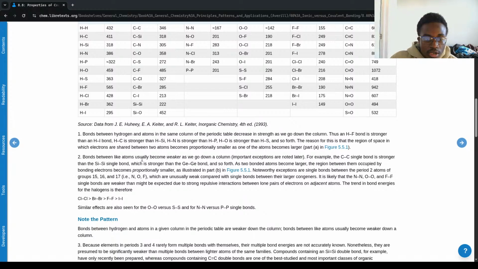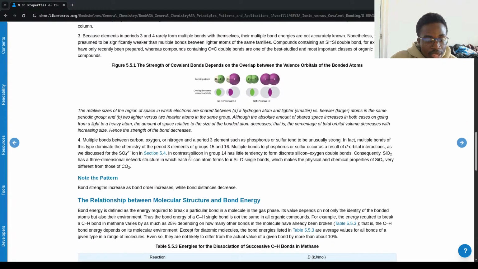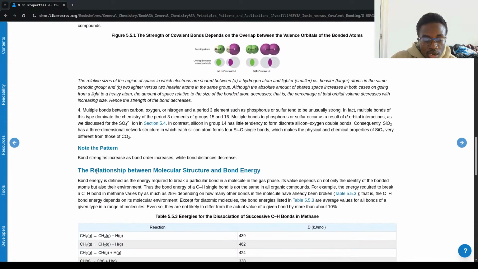Bonds between like atoms usually become weaker as you go down a column. Note the pattern. Bonds between hydrogens and atoms in a given column in the periodic table are weaker down the column. Okay, whatever. Nice information. This is not really what I'm trying to find.